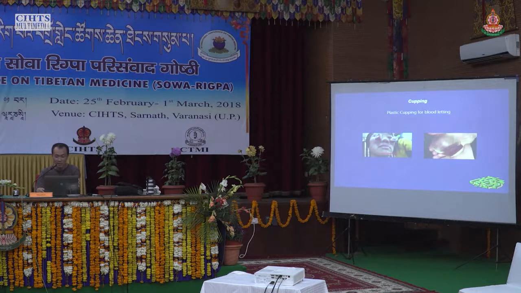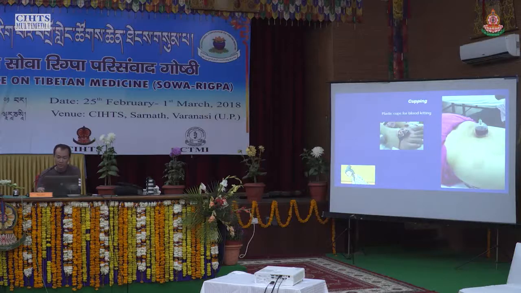In the early days we used bamboo for letting blood as well, but bamboo is not a good tool because some of the blood may stain it. And then subsequently we used glass. But even with glass, sometimes it's very difficult to control the suction. So nowadays we use these plastic ones. By using this suction, it's easier to manipulate.